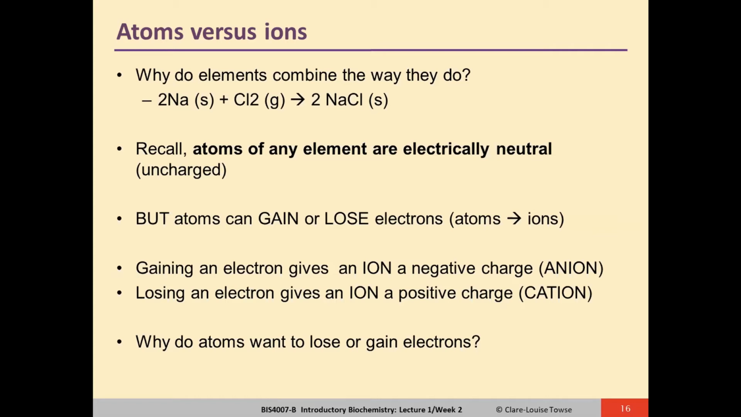Okay. Why do elements combine the way they do? As I said before, 2Na, and then you have Cl2. So can anyone tell me which one is metal and non-metal? Na is the metal. So basically, what type of bonding is this? It's kind of very obvious, but let's see.